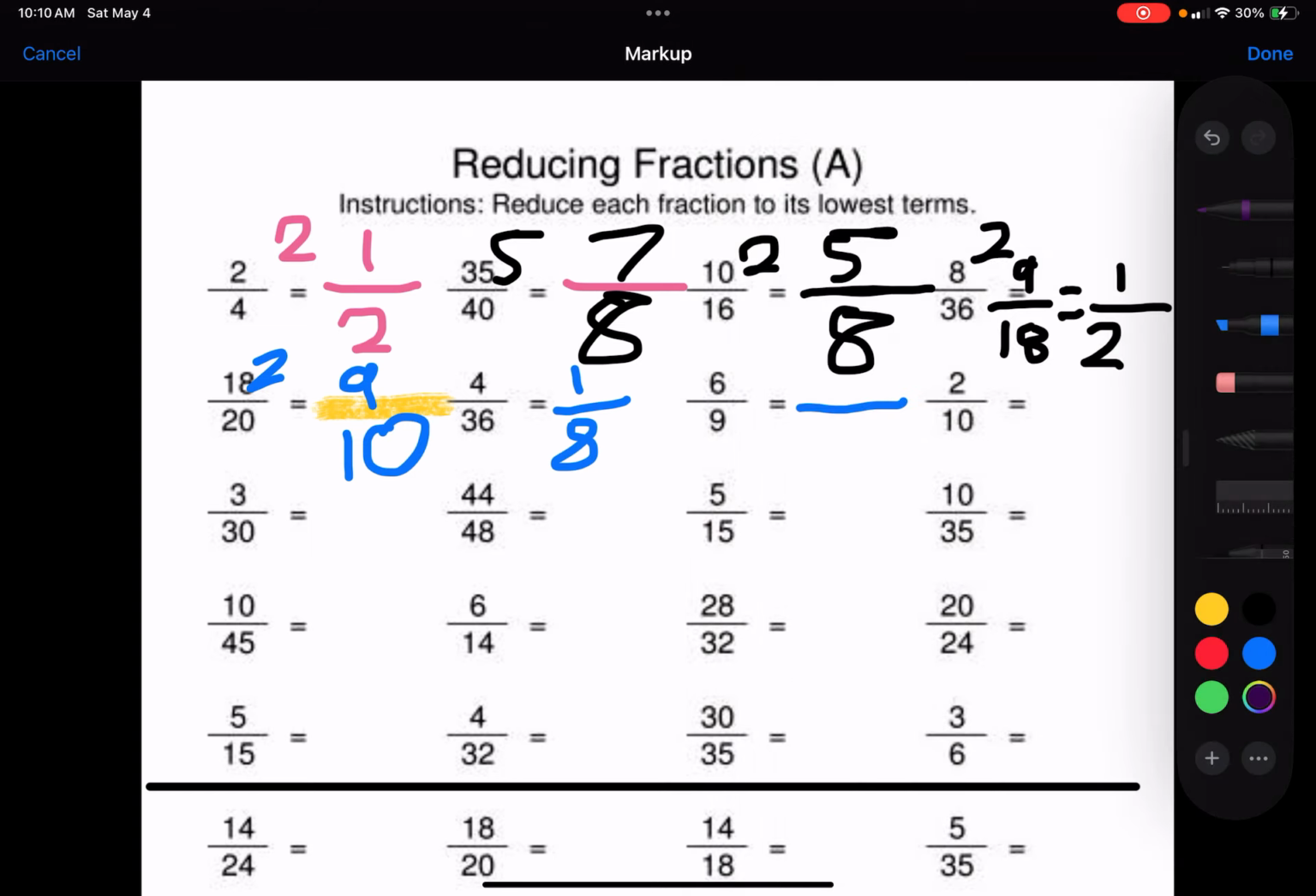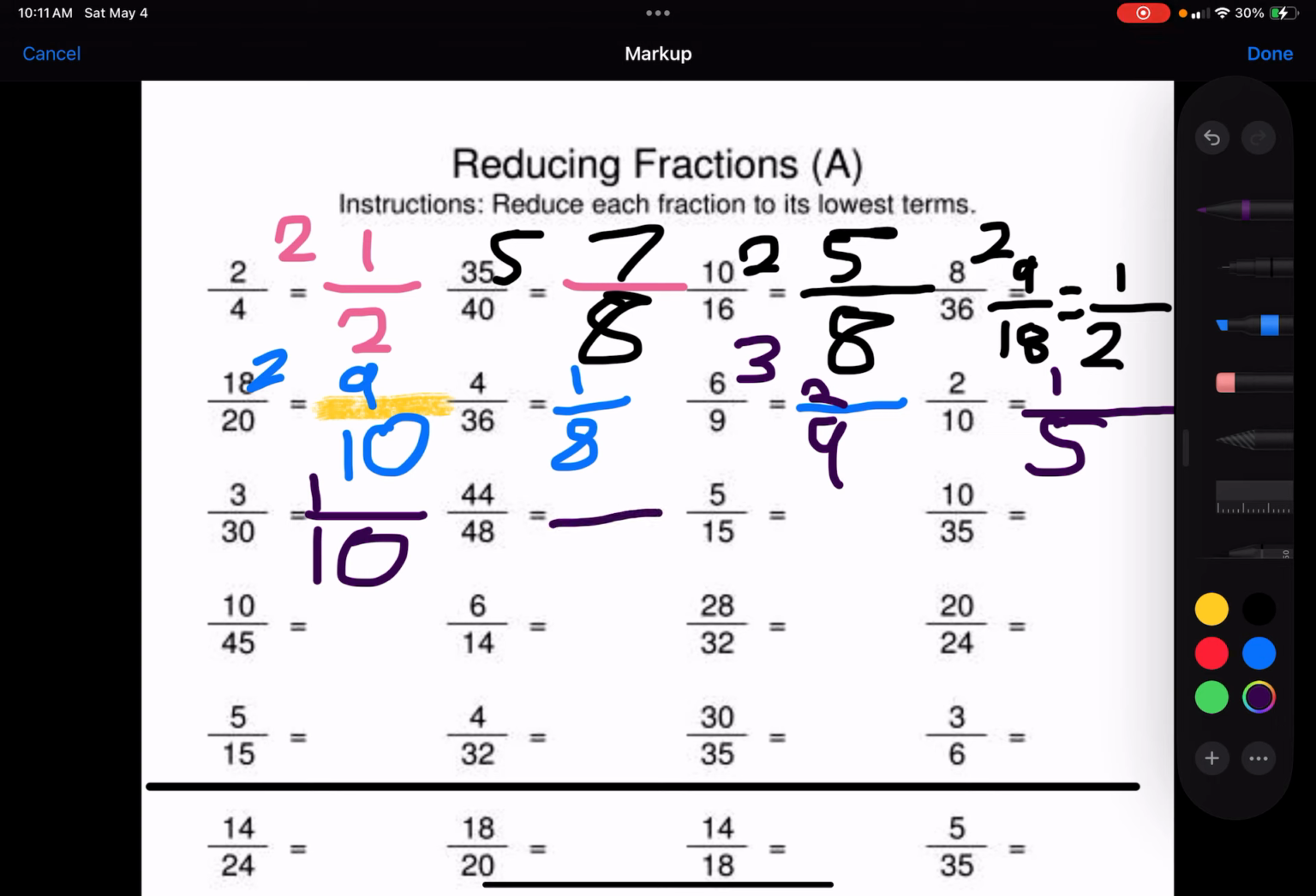So we're going to do this by 3 times. And it will be 3 and 9. 3 divided by 3 is 1, and 9 divided by 3 will be 3. We're going to do 3 divided by 30 will be 1, and 10.